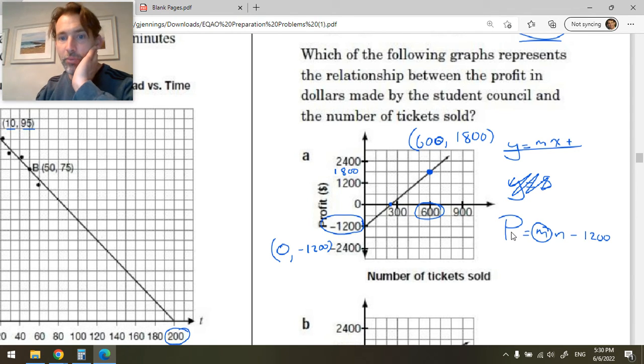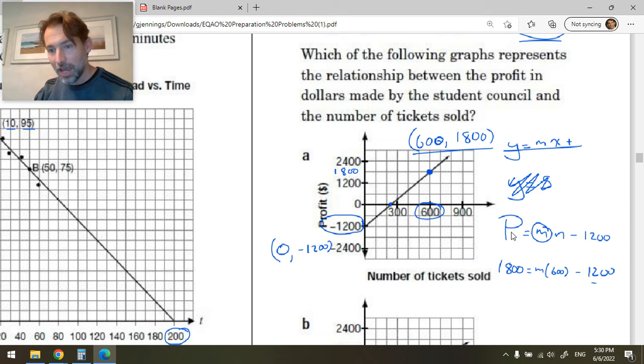Now we know that we can get to 600 tickets and $1,800 there. $1,800 profit should be reached when we multiply the amount per ticket by 600 for N and subtract 1,200 from it. Now let's add 1,200 to both sides, and I can already see this is the correct answer. And that gives us $3,000.